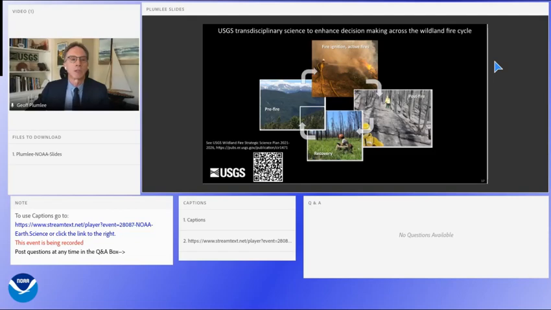And then during recovery, we can do mapping of vegetation changes. We can provide input on the variations in soil chemistry, soil mineralogy that might influence how they make decisions on vegetation restoration, things like that.